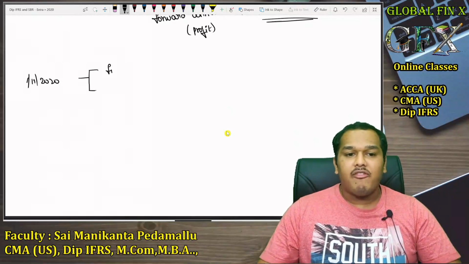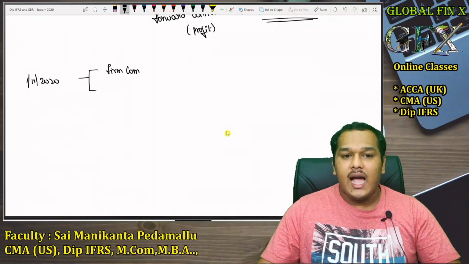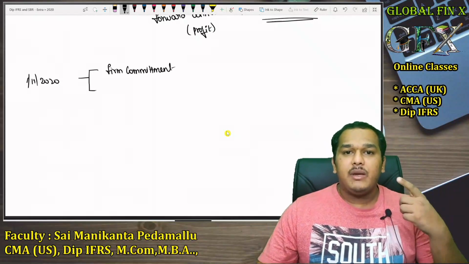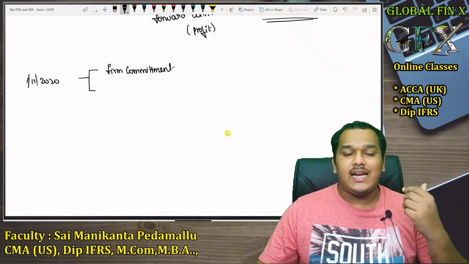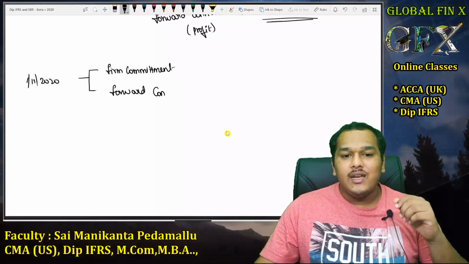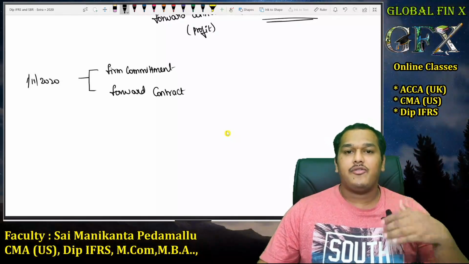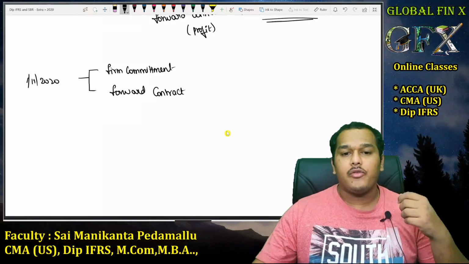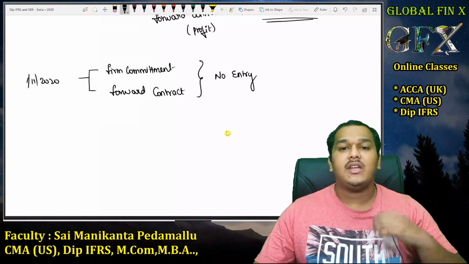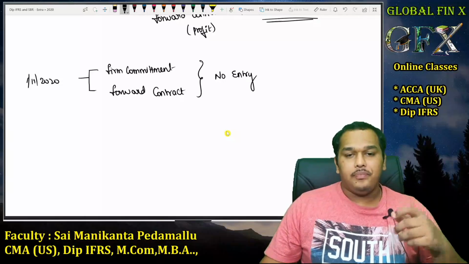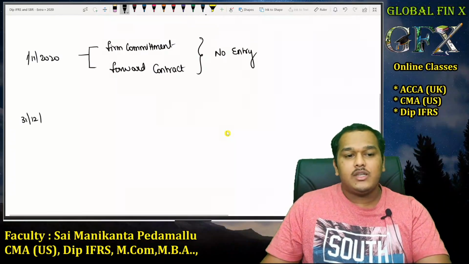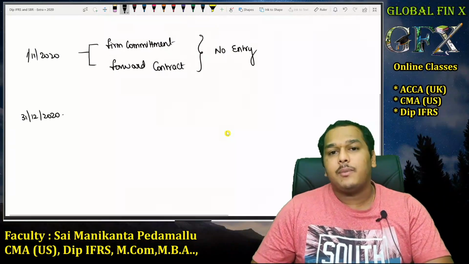One is we have a firm commitment to purchase the asset. First of all, we have a firm commitment to buy the asset, and the second one is we entered into a forward contract. And in both these cases, whether it is a firm commitment or a forward contract, there is no entry for both of these because forwards do not have any initial outflows. Right? Next one. On 31st December 2020, here comes the problem for me.